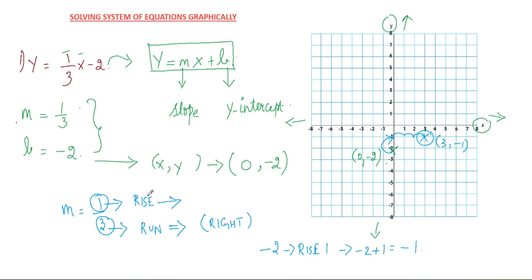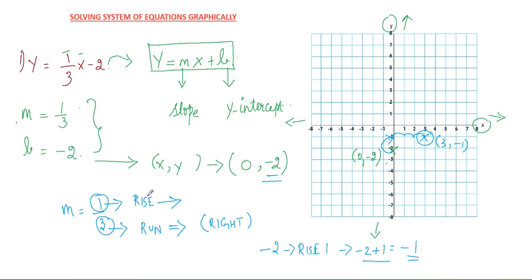I'll repeat it again. We have something called slope. The slope is nothing but m. And we have the value 1/3 here. 1 represents the rise and 3 represents the run. Rise means whatever value you have in the y-intercept, from that you have to raise the value. So here you can see that the rise value is only positive 1. So simply write minus 2 plus 1, you get minus 1. So I have raised 1 above.